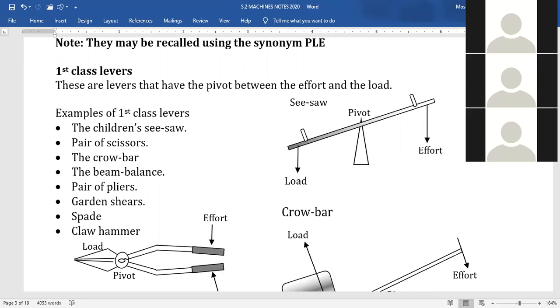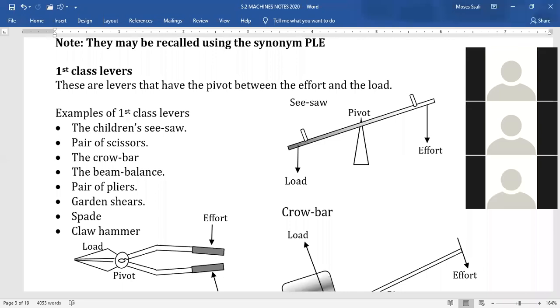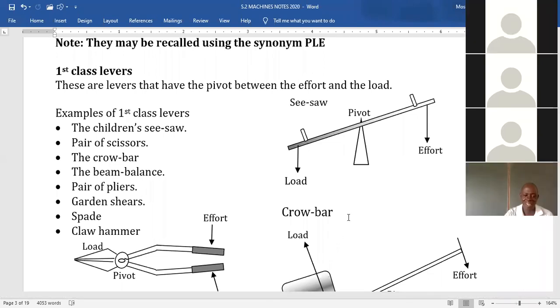shears, spade, claw hammer. So for me, when they talk about first class levers, I remember the children's garden. Because the children's garden, what do you find there? A seesaw. What else? Spade. A pair of scissors. A pair of scissors in a children's garden. You want to kill children? Spade. Garden shears. What are the children doing with spades?